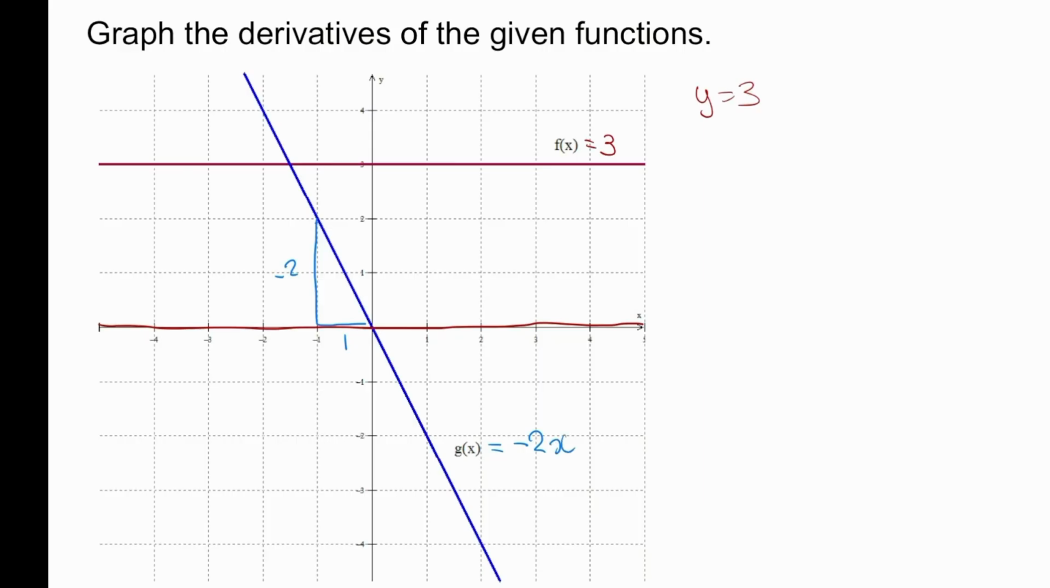Since the slope of this line everywhere is negative 2, if we were to draw the tangent on here, we would be drawing a flat line where y is equal to negative 2. And that's because the derivative of this, g prime of x, is equal to negative 2. That's just the slope of that function. I'm hoping you might be seeing a little bit of a pattern. So let's look at our first new rule.